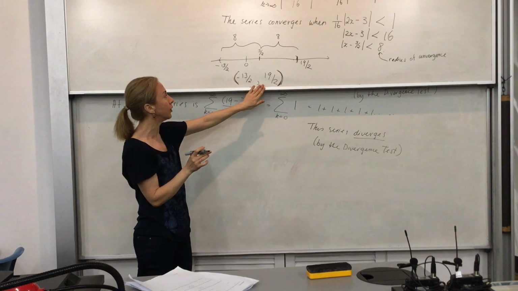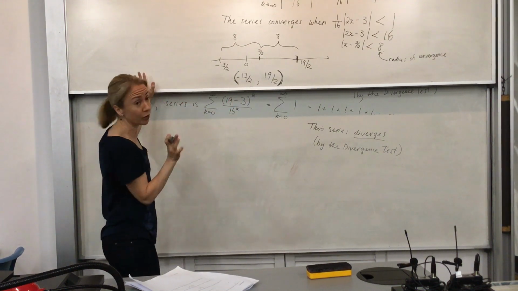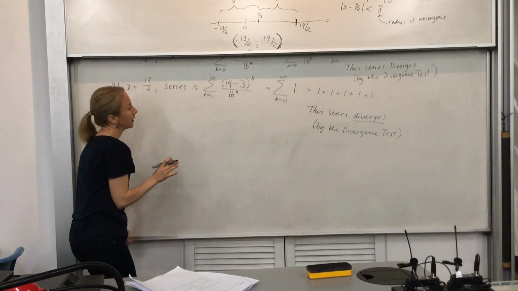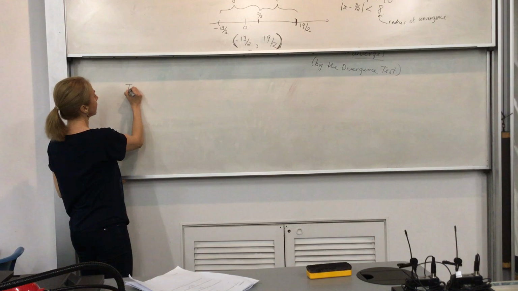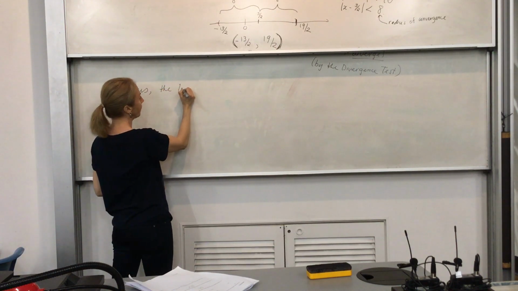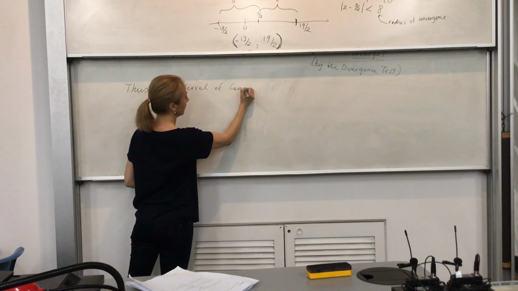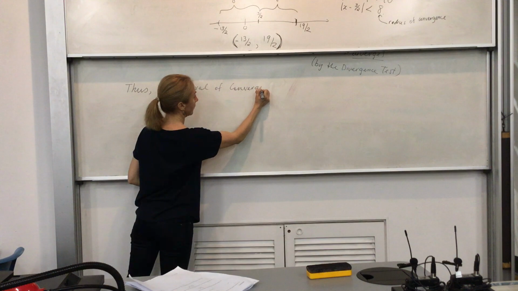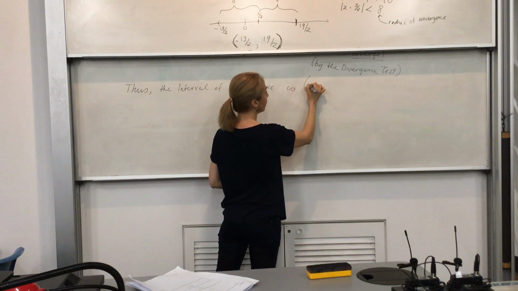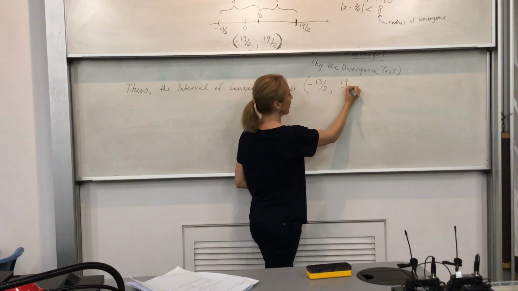It's an open interval from minus 13/2 to 19/2. So we'll just write this as our final answer. So thus, the interval of convergence is the open interval from minus 13/2 to 19/2.